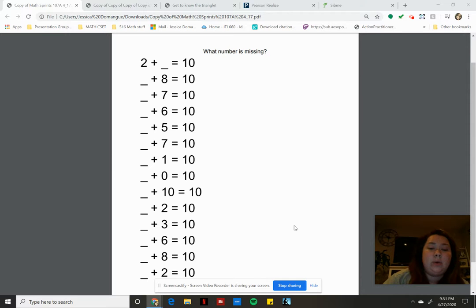And so you can see the first one, it's 2 plus something equals 10. And we're trying to figure out, if I start out with 2, how many more do I need to make 10? And then the rest of the problems are kind of flippity-flop lollipopped. So you can see that we're asking, what number plus 8 equals 10? If I already have 8, how many more do I need?